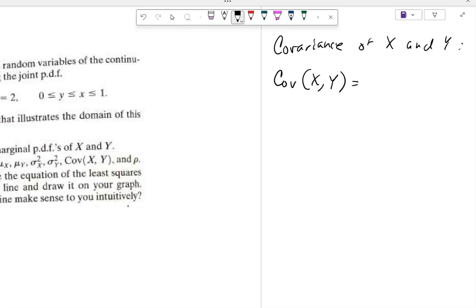Remember that our definition of variance, literally the definition of variance of a random variable, is the expectation of the deviation from the mean squared, right?